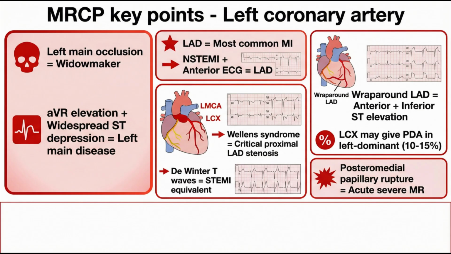Wellens syndrome indicates critical proximal LAD stenosis. De Winter T waves are a STEMI equivalent. Wraparound LAD causes anterior and inferior ST elevation. LCX may give rise to PDA in left-dominant hearts. Posterior medial papillary muscle rupture causes acute severe mitral regurgitation.